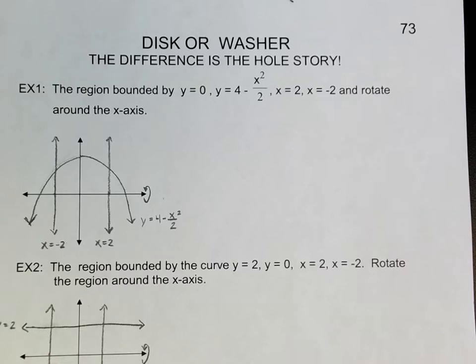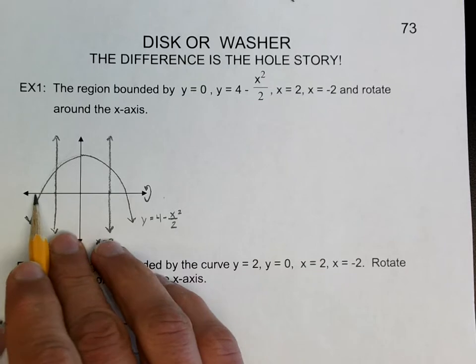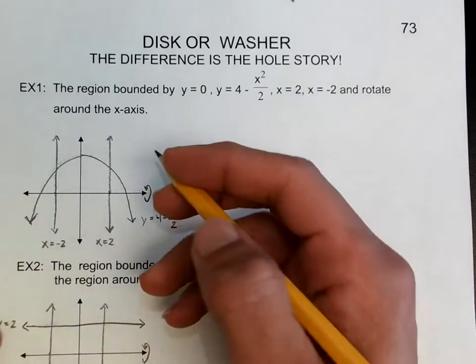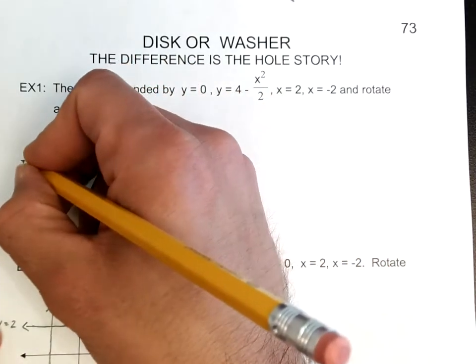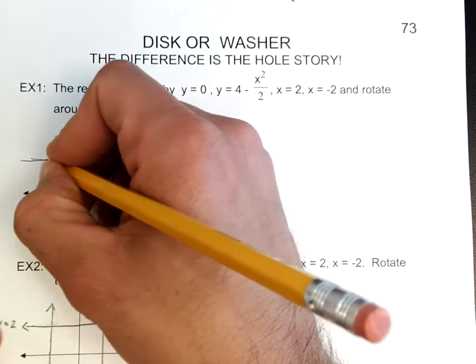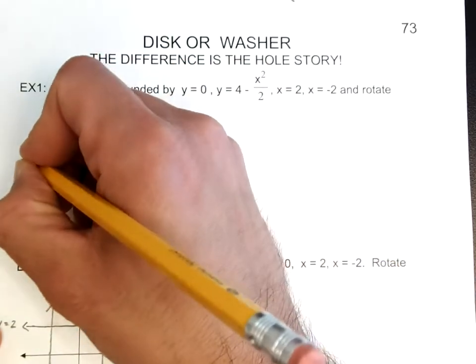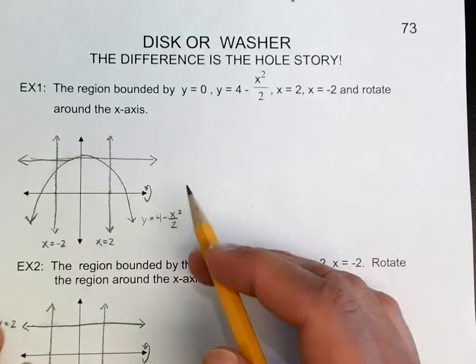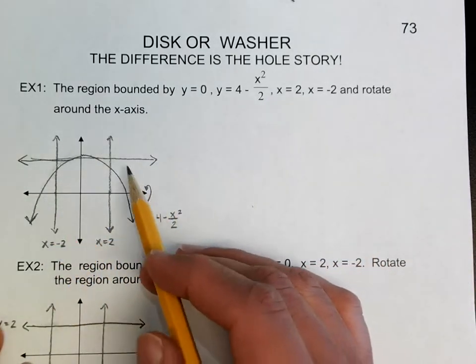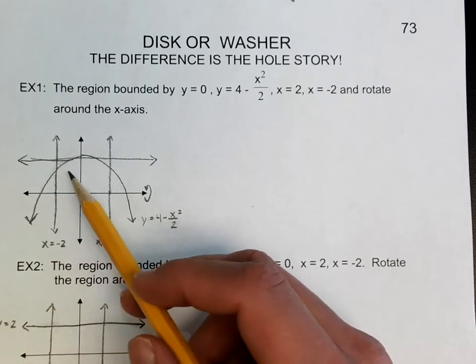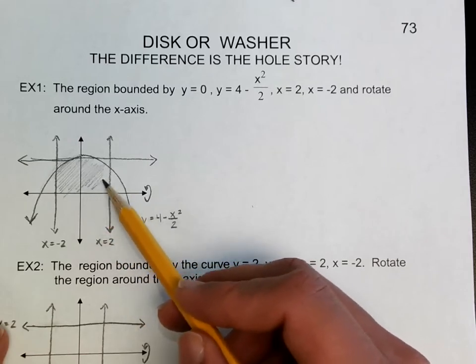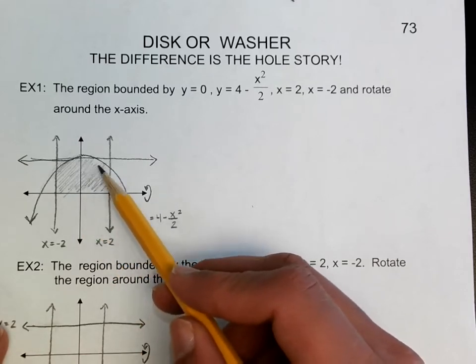So all they want us to do is to find the region that's being bounded by y is equal to 0, which is the x-axis, y is equal to 4, which I do not have here, so let's make that up here at the very top, and this function right here. So the area that's being bounded by this one and that one is this area inside of here. Alright, so that's the area that's being bounded.